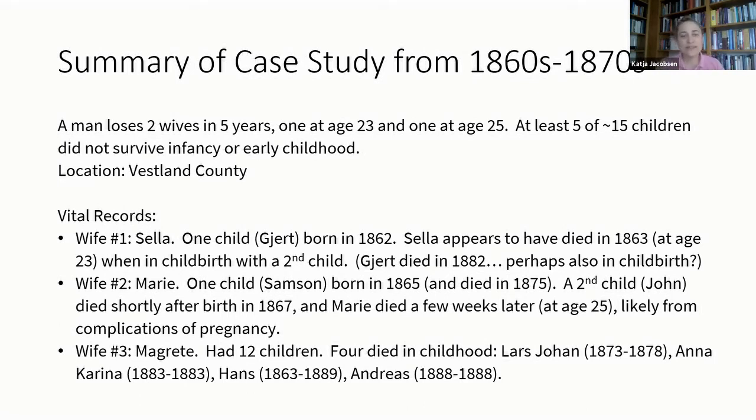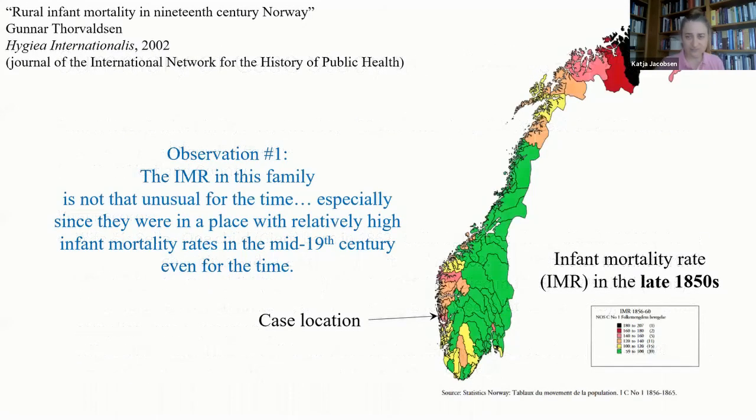The second wife is Maria. She has a child in 1865 who dies when he's 10 years old. A second child died shortly after birth in 1867, and then she died a few weeks later, probably of pregnancy complications. The third wife is Margreta, who has 12 children. 8 of them survive childhood. So those are all things that are in the family records.